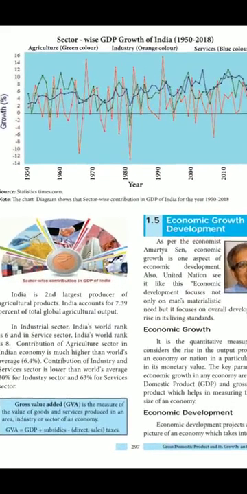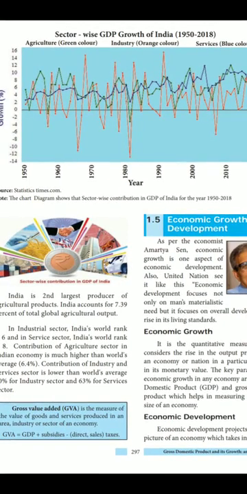Next one is this graph. Okay, sector-wise GDP growth of India from 1950 to 2018. Here also three sectors: agricultural sector, industry and the service sector. In this graph, on the x-axis the year was mentioned, and on the y-axis the growth, that is in percentage. Okay, so agriculture is in green color, industry orange color, service sector was indicated in blue color. So this chart shows the sector-wise contribution in GDP of India for the years 1950 to 2018.